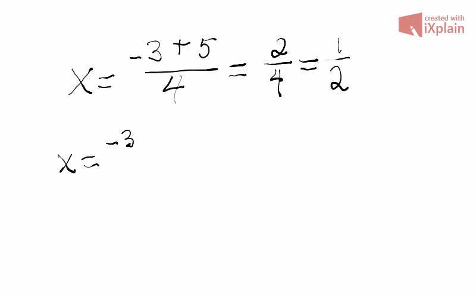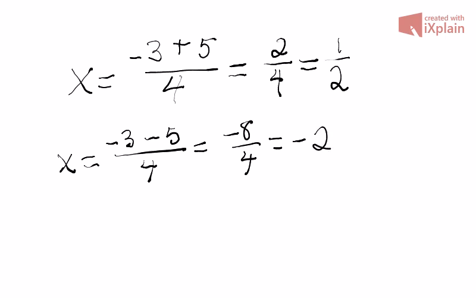Our second one is going to be negative 3 minus 5 over 4, which on top is going to give us negative 8 divided by 4, and then we get a negative 2 as our second answer. So this gives us, as I said, two answers, one with 1/2, one with negative 2. And so those are the two solutions that we had for the original equation.